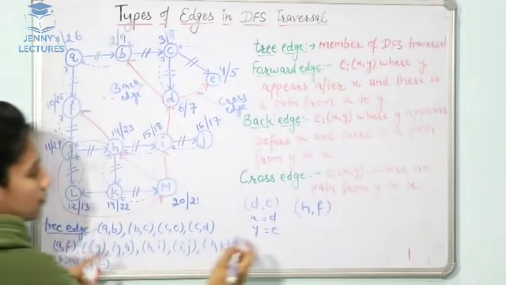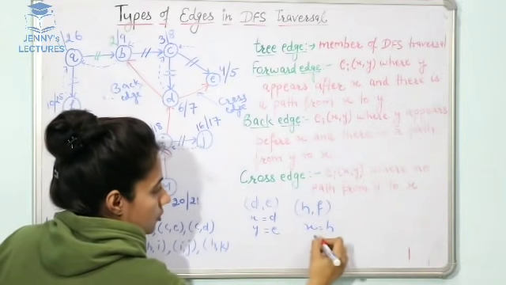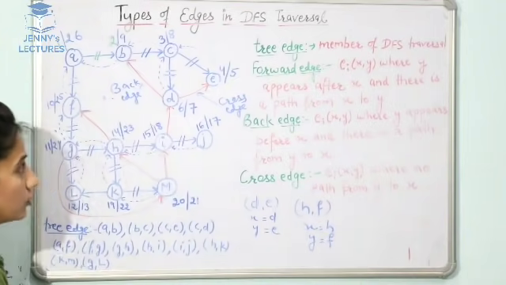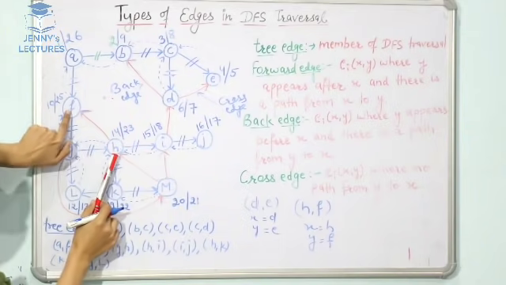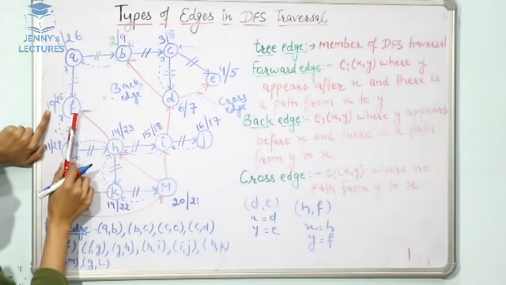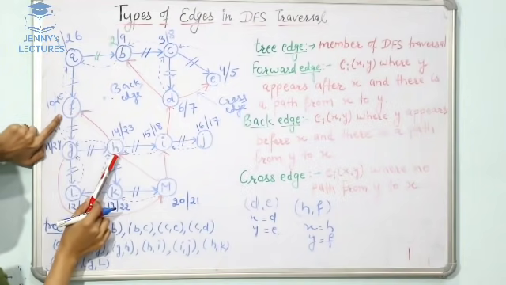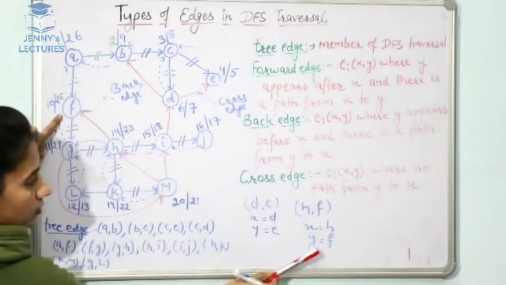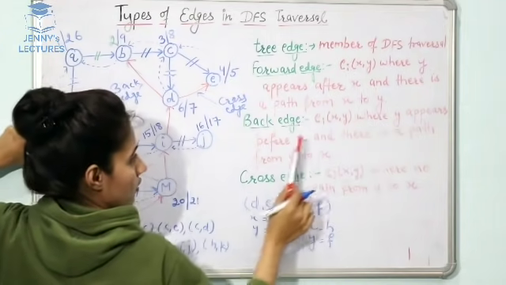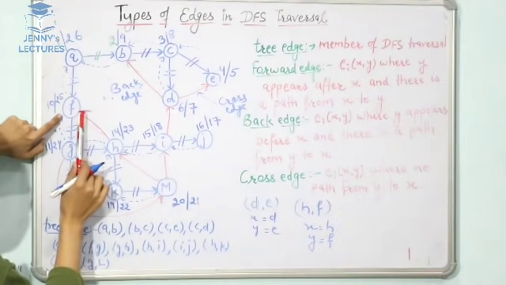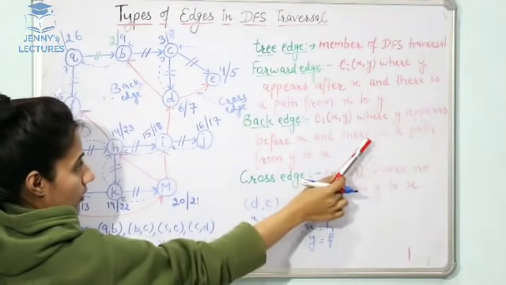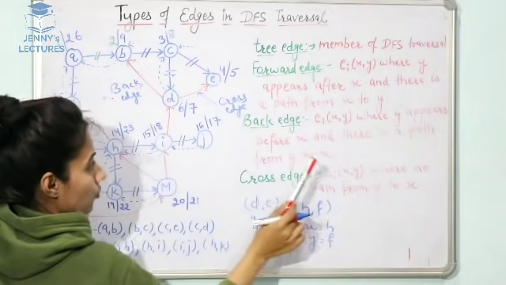Okay. Now let us take this one, H to F. Here x is what? H and y is what? F. Find out which appears first. Starting time of F is less than starting time of H. It means F appears before H. It means y appears before x. This should be back edge, but you have to check the second condition also. There is a path from y to x.